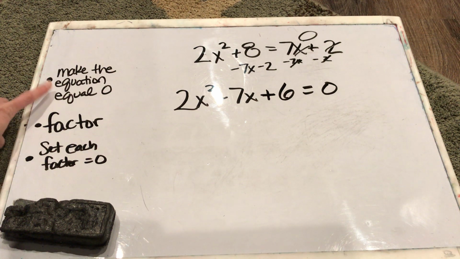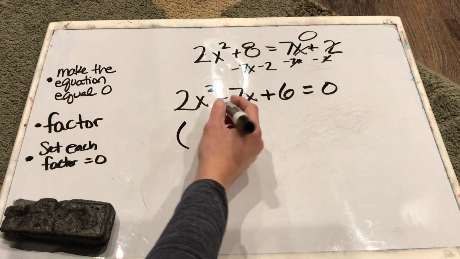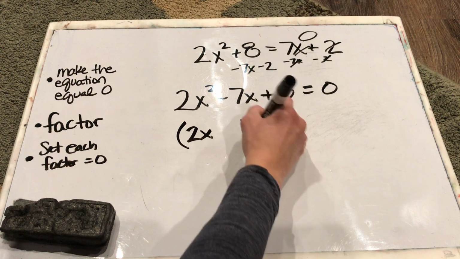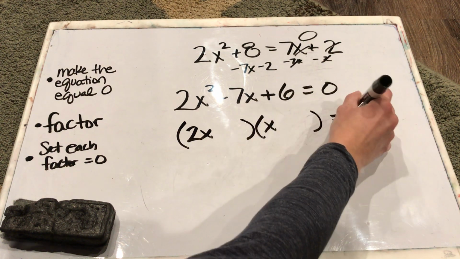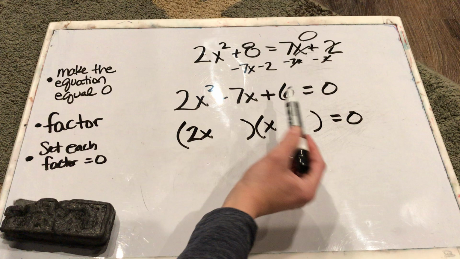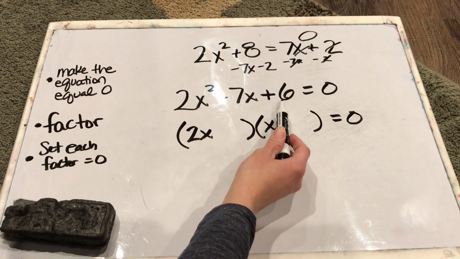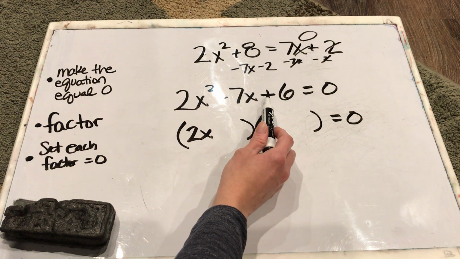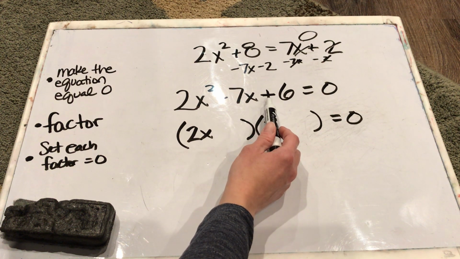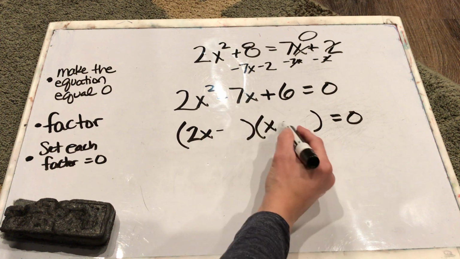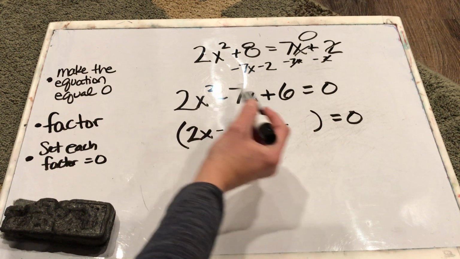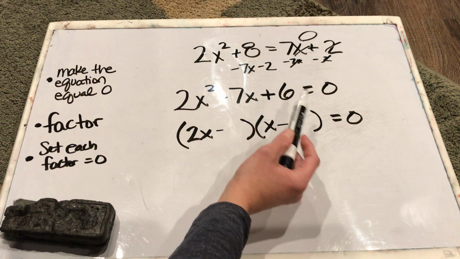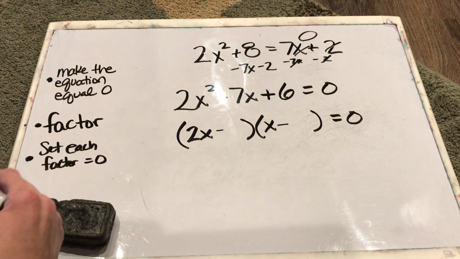Okay, I did the first part. Now I need to factor. How do I factor this? I'm going to go ahead and take this one because I know it has to be 2x and x. On this 6, I have a lot of different options. This 7 is a -7, but it's a positive 6. That means that the two things multiply together to be a positive number. It means they must both be negative because they have to add up to be a negative number, but they multiply to be a positive number. So I'm going to put my negatives in between.